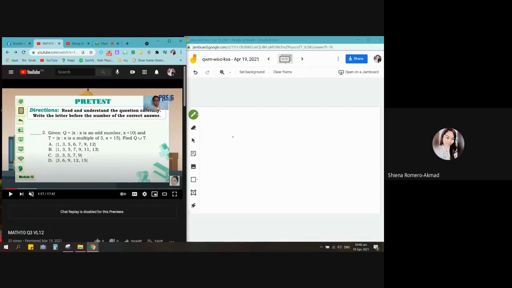So, una, let us identify first yung Q. Yung Q natin is an odd number that is less than 10. So, what are the odd numbers that are less than 10? That's 1, 3, 5, 7, 9. Right? How about T? We have multiples of 3 that are less than 15. So, ano yung mga multiple of 3? That's 3, 6, 9, 12.